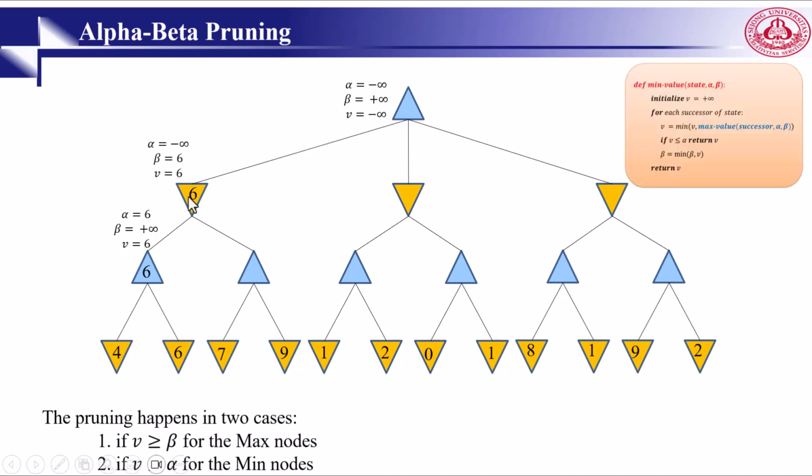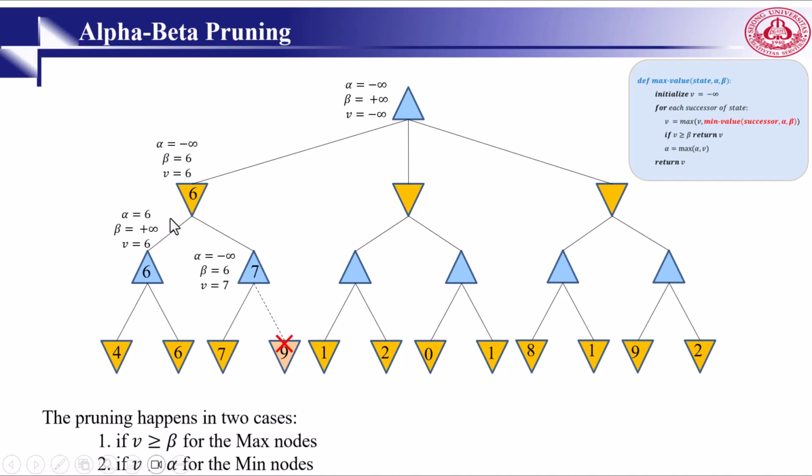Then we go to the next round, and here is min, so 6 will come to here, alpha is -infinity, beta is equal to 6, and v is equal to 6, right? Then we go to the next round here, 7, right? So 7 will come to here. Now the question is whether we need to check this one or not, right? Alpha is equal to -infinity, beta is already equal to 6 here, and v value is equal to 7.